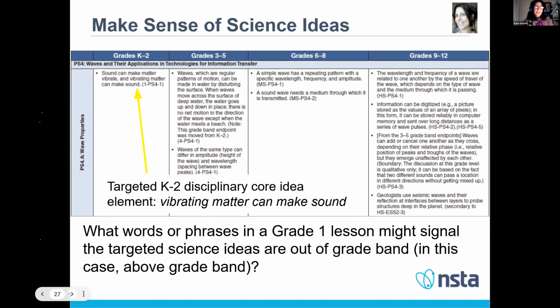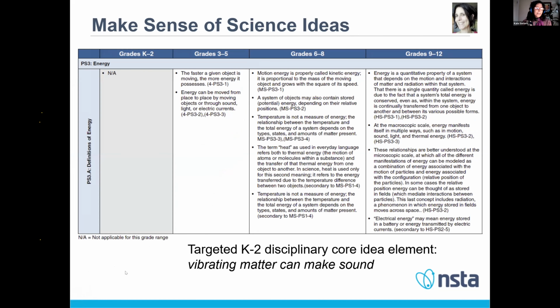All right, so I just wanted to pause here. If you look here, this is a science idea, a disciplinary core idea about energy. And there isn't anything specific in the grade K-2 band for energy. However, you may notice that the idea that they're building, that vibrating matter can make sound, does also support this learning progression as well.